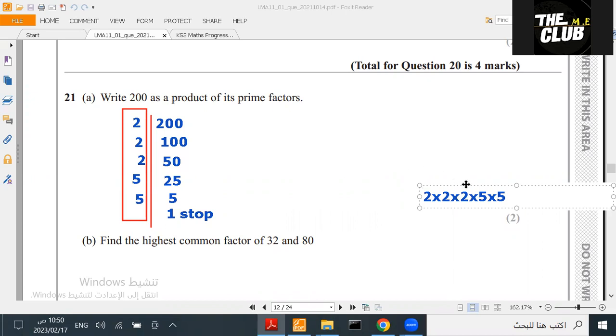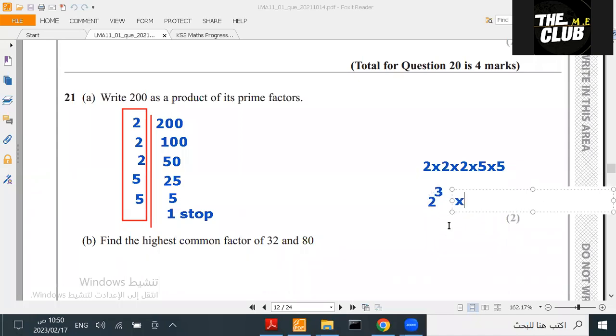You can do index notation, no problem. That is 2 power of 3, like this, and then times 5 power of 2. This is called index notation. You can do it. They will accept it. And they even accept this first answer, okay? That's it for question 21A. So 200 as a product of prime factors: we keep dividing until we reach 1, then we stop, take the group without the 1 and write the numbers next to each other. This is the answer for question A.